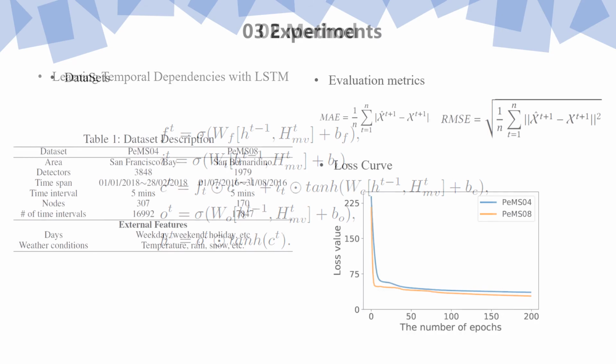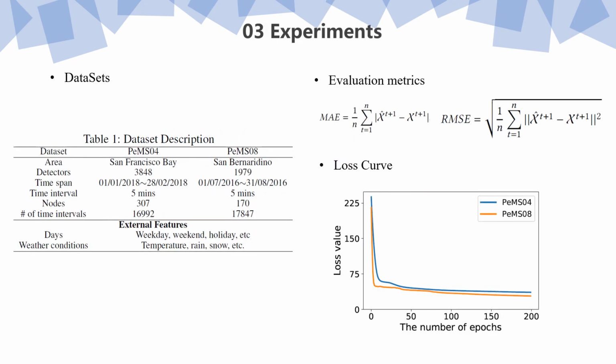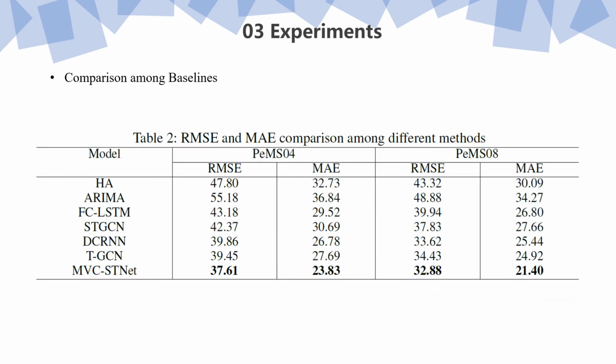In our experiments, we use PEMS04 and PEMS08 datasets, and the description of these two datasets can be seen in the left figure. MAE and RMSE are used as evaluation metrics in our experiments, and the loss curve of both datasets can be seen in this figure. This table shows the performance comparison among different methods over the two datasets. It shows the proposed model MVCSTNet achieves the best performance among all the methods on both tasks.